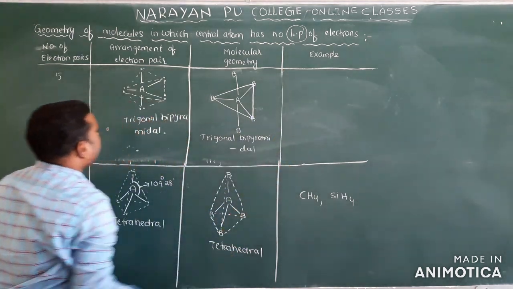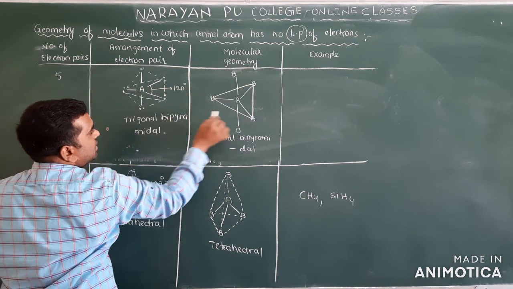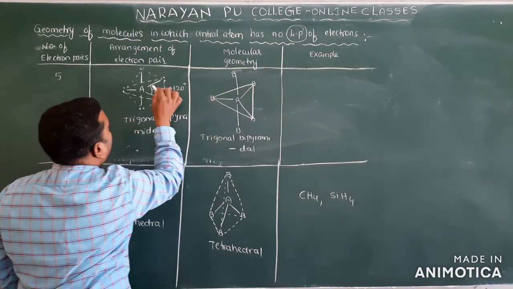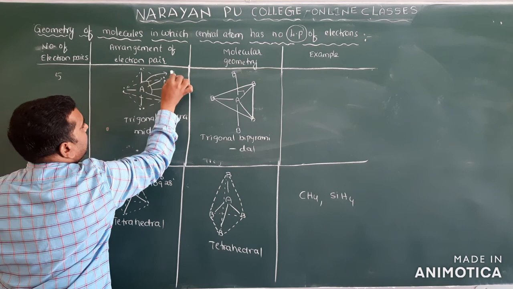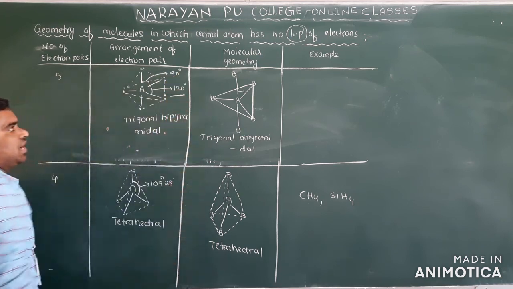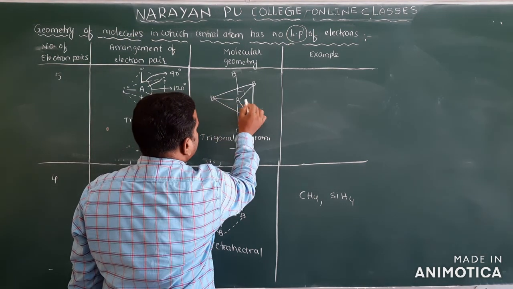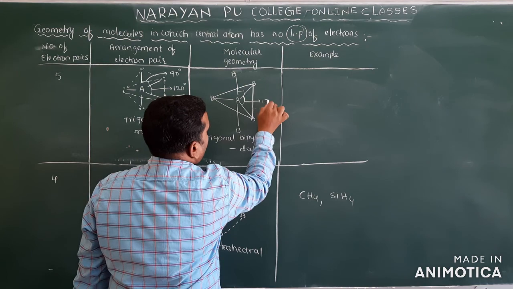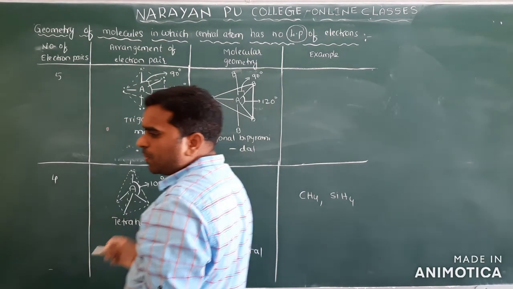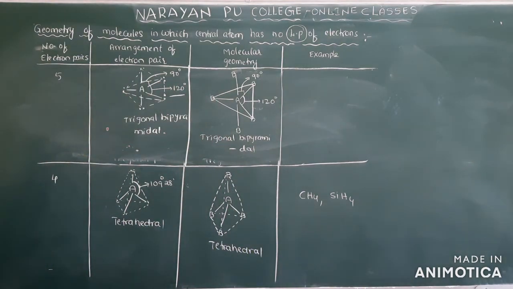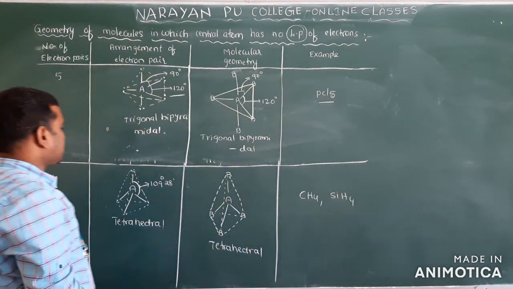Trigonal bipyramidal. What is the angle here? You know triangle. Triangle means what is the angle here? 120 degrees. You see, it is separated by 120 degrees. But here, what is the angle? You see, this is 90 degrees. So two angles we can observe here: 120, and another one is 90. What is the example for this molecule? PCl5 we can take as an example.